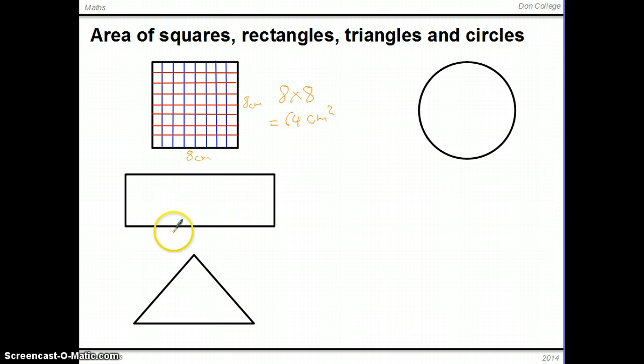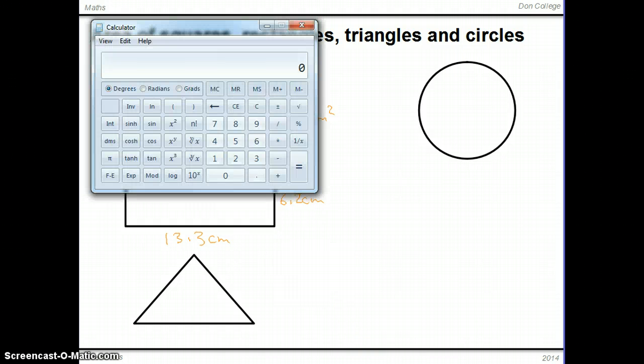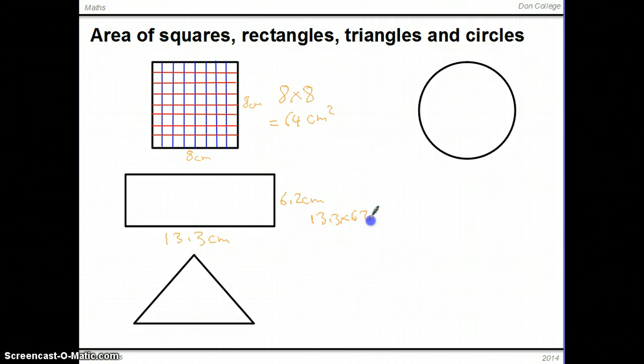We could use a similar line of reasoning to work out that if this was 13.3 centimetres and this was 6.2 centimetres, all we'd have to do is multiply 13.3 by 6.2. That would give us this area in centimetres squared. So 13.3 times 6.2 gives us 82.46 centimetres squared.